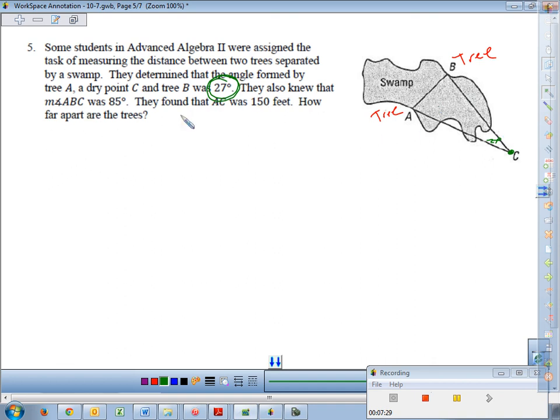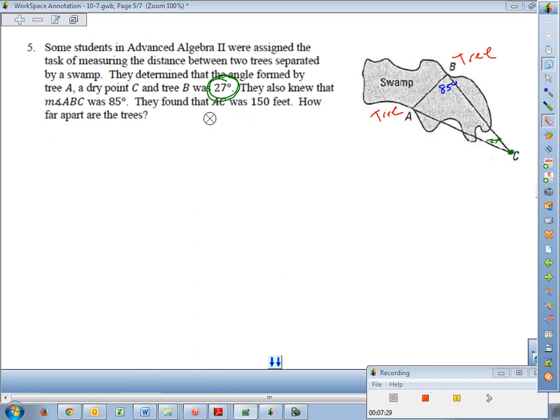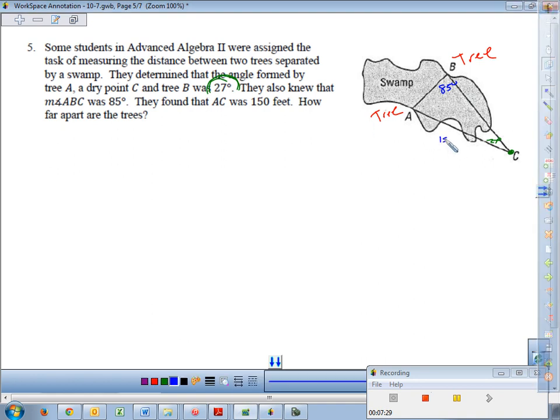They knew the measure of angle ABC was 85 degrees. C is 1, 2, 3 right there. For all you Jackson 5 fans. They found that the distance from A to C is 150 feet.